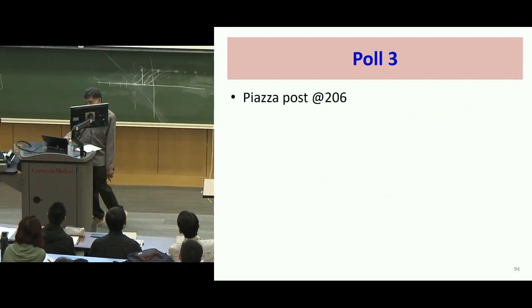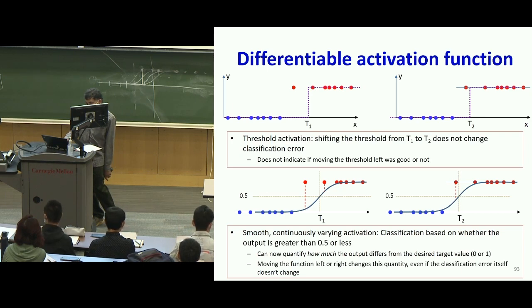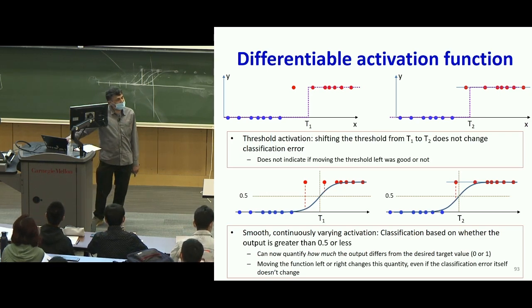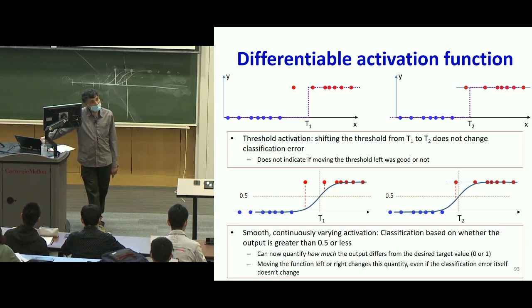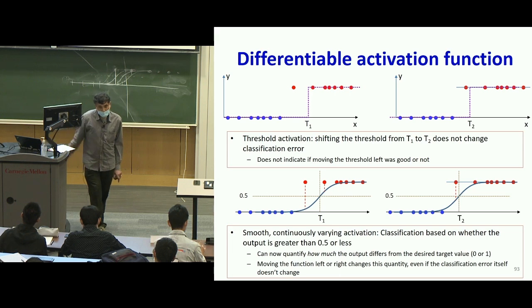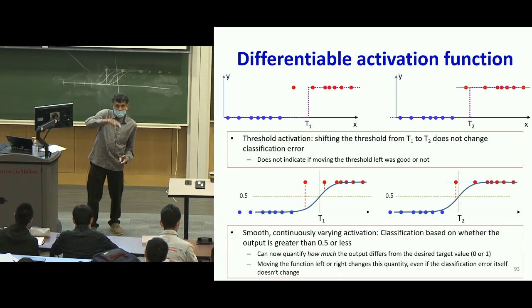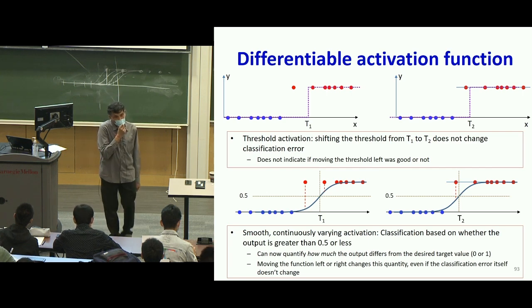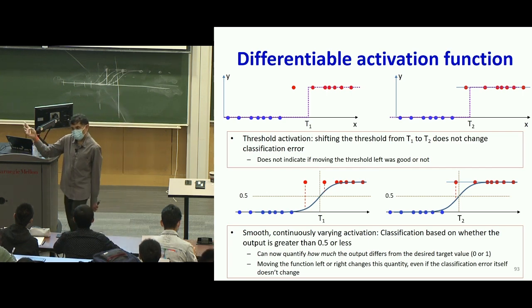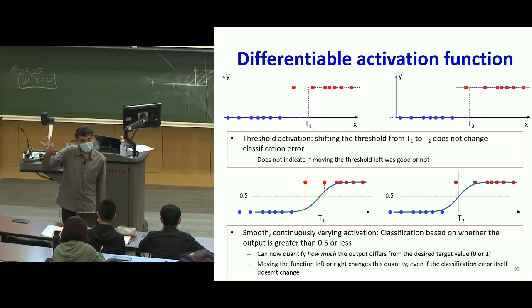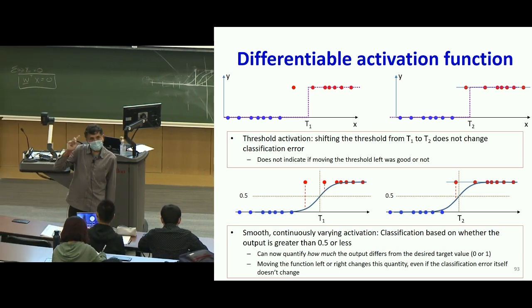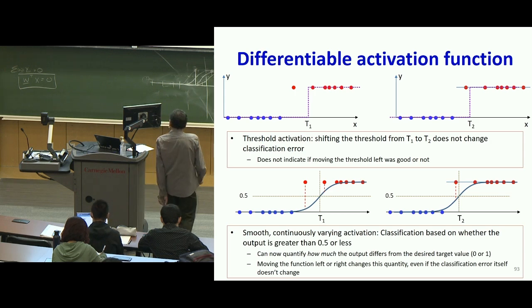And so we are going to change our activation function to something smooth and continuous, and then try to minimize the total distance of the desired output from the actual output. What did we call this distance? Anybody remember? Divergence. The divergence. Is this ringing a bell? Right? So that's what we're going to minimize.